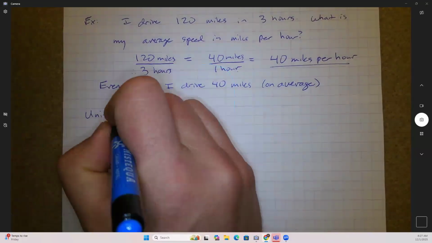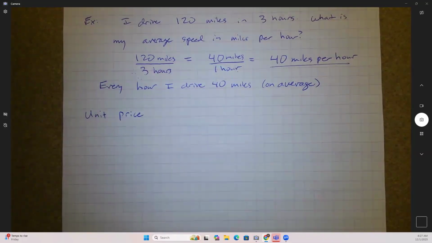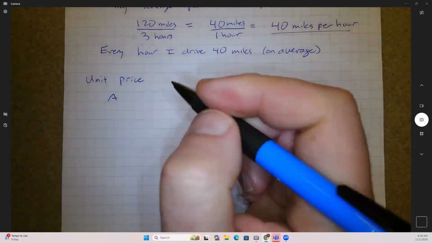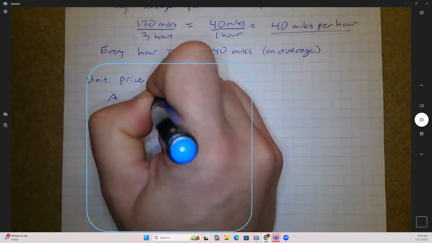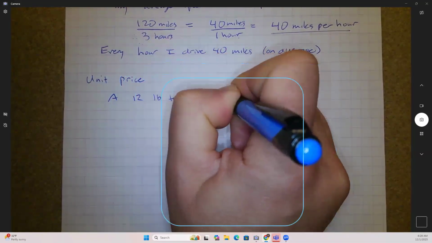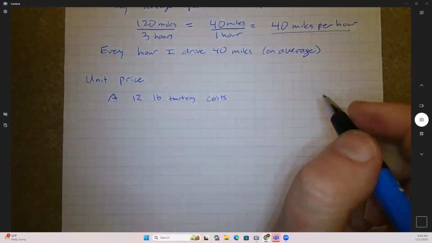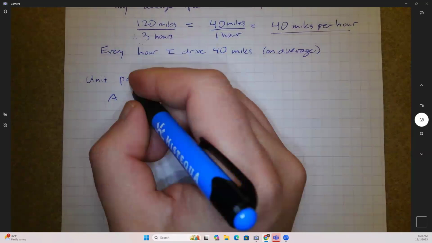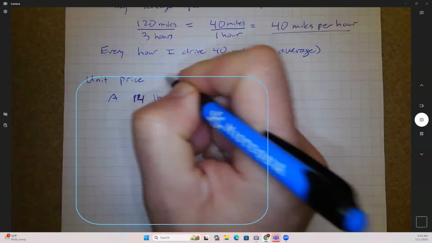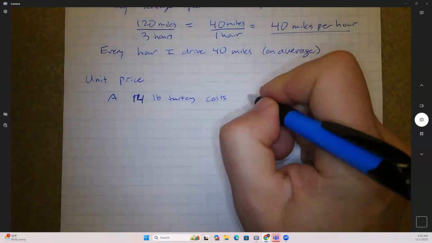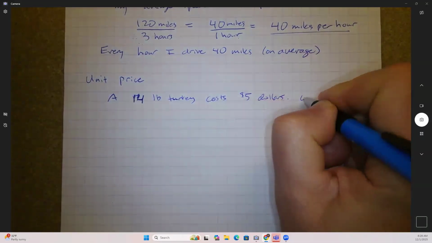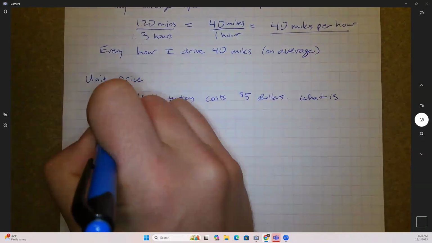And another example we see often is unit price. So a 14-pound turkey costs $5. What is the price per pound?